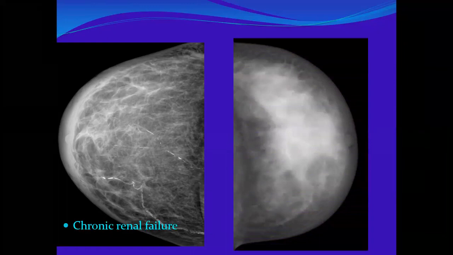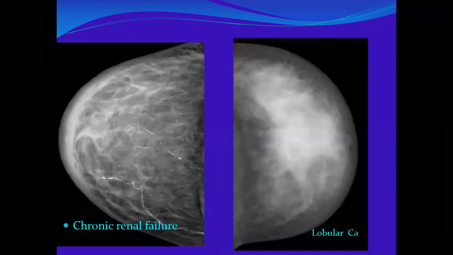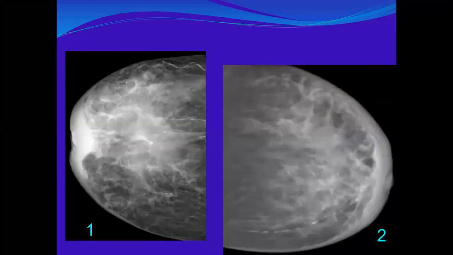Compare it with the one we have seen previously. I think that one is lobular carcinoma. Yes, this is lobular carcinoma, and this is renal failure. Compare the two sides. Look here. This is the whole breast equally. The increased density is faint and equal. You see? While here there is another added density. This is a case of carcinoma and this is chronic renal failure.